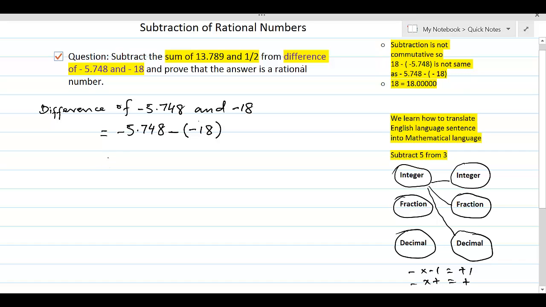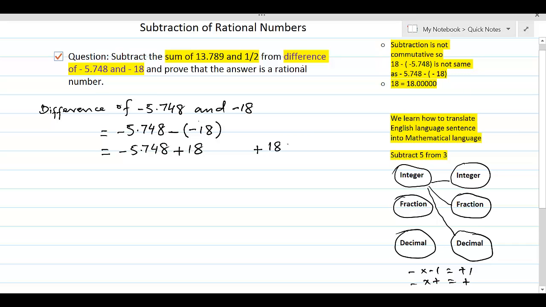Next, this is equal to minus 5.748, and this will become positive 18. If we are doing this operation manually, it would be easier if we write these numbers vertically, and always write the bigger number on the top. Which number is bigger, 18 or minus 5.748? I'm sure that 18 is bigger, and you all know that.